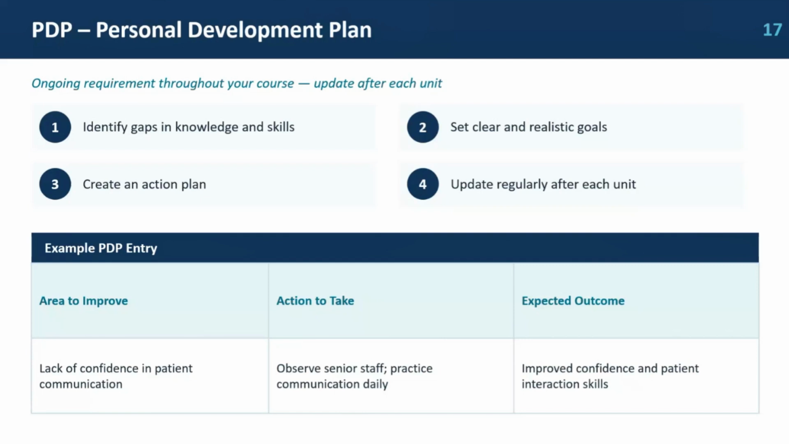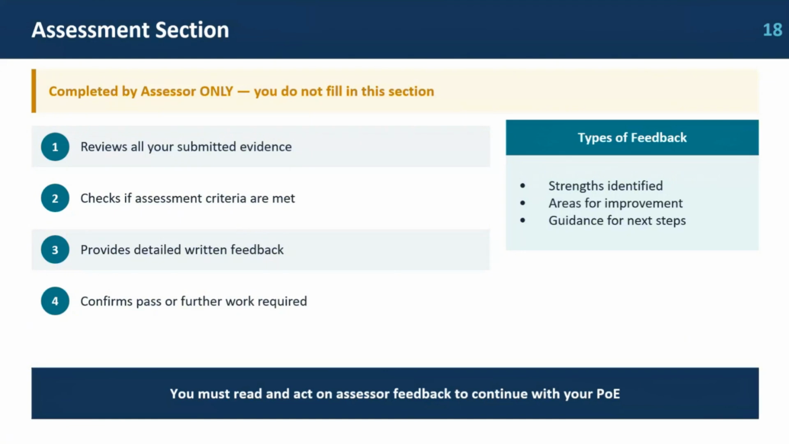Your assessor will check what your goals are. Are they realistic or not? And are you actually updating your PDP regularly or not? The assessment section is completed by me. As your assessor, I will review all your work, your knowledge evidence, your performance evidence, your reflection, and your PDP. I will check if you have met all the required criteria or not. Then I will give you the feedback, which will include what you did well, what you need to improve, and what you should do next.